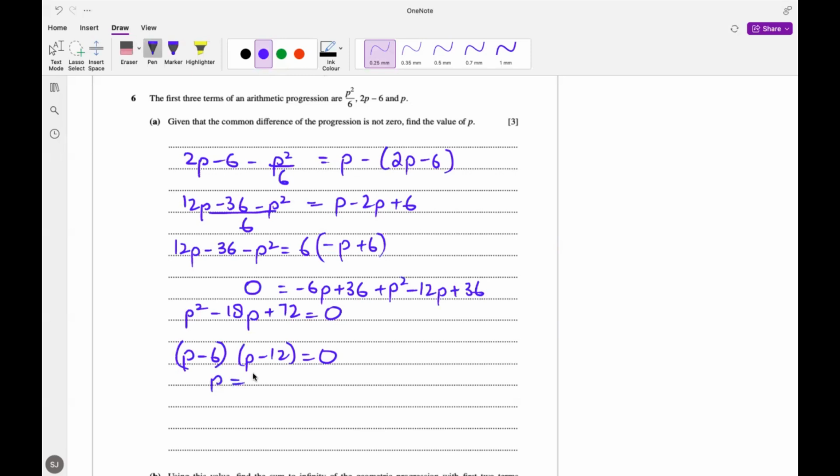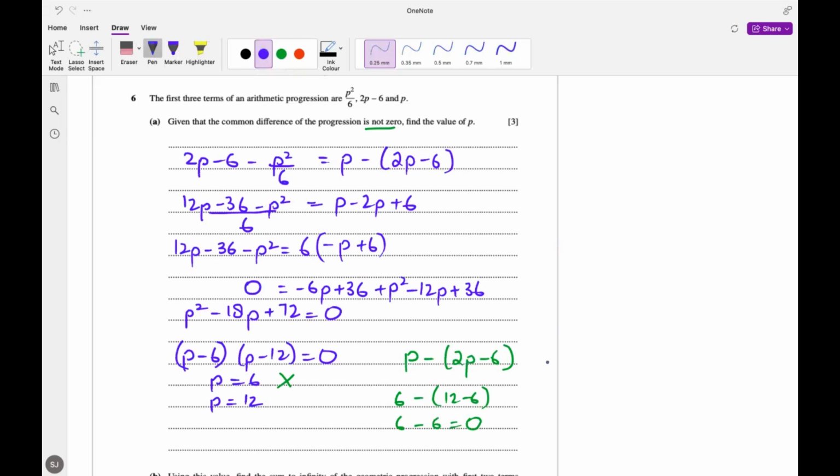Now, as the question said that we have to find just one value of p, we'll substitute both of the values of p to see which one to use. So let's say we're using the common difference for the third term and the second term, which is p minus (2p minus 6). If we use the value of p as 6, then 2 times 6 will be 12 minus 6, so 6 minus 6 will be equal to 0, which means that we cannot take this value of p as it is giving a common difference of 0. And the question has already said that the common difference is not 0.